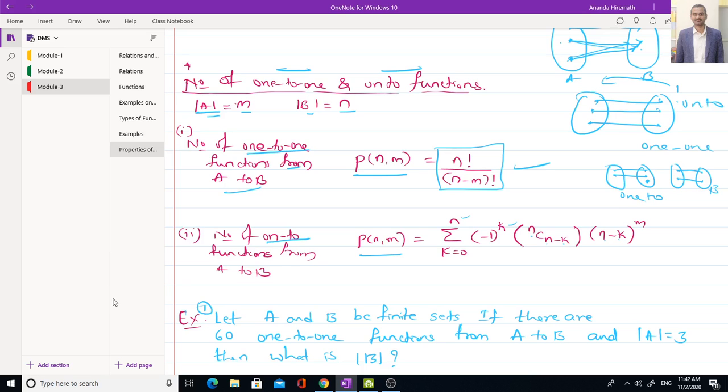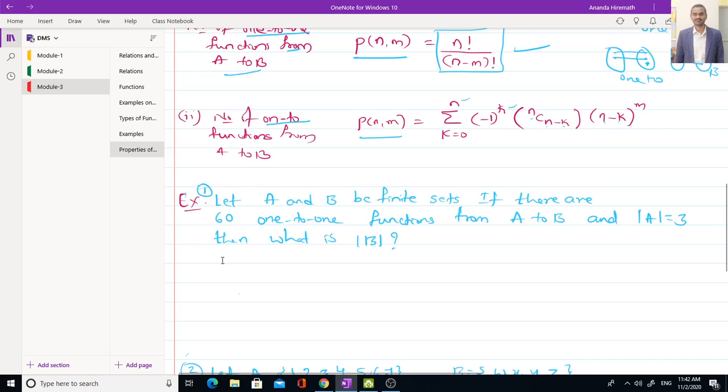The first example I'm going to solve. Let A and B be finite sets. There are two finite sets. If there are 60 one-to-one functions from A to B and the number of elements in A is given, it is 3, then what is the cardinality of B? That is, how many elements are there in set B, that is to be found.